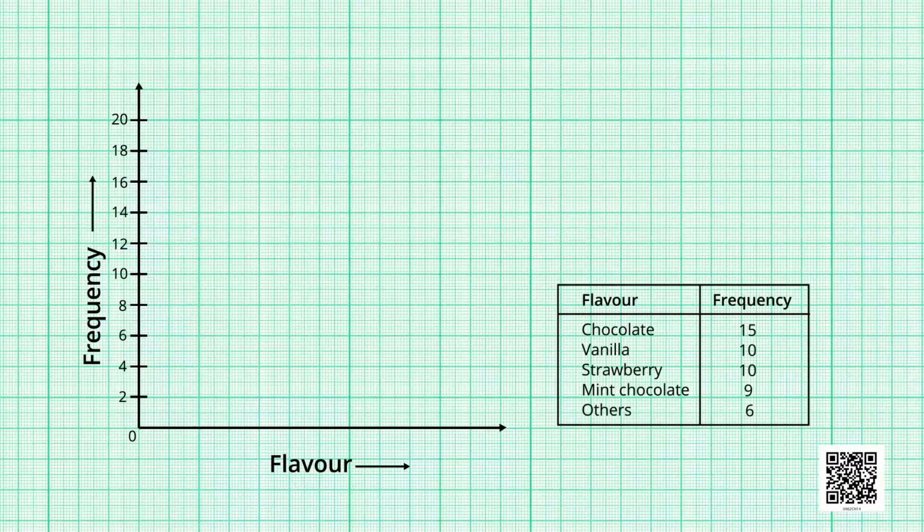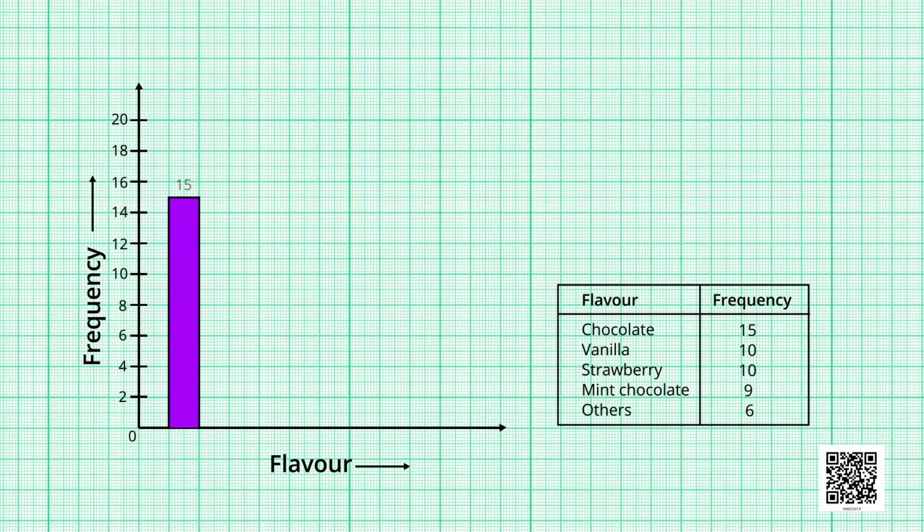So here on the horizontal axis we are going to represent different flavors. For this we are going to leave the first box vacant. The second box we will draw till a height of 15 units. So here this is representing the frequency of chocolate flavor. Then we leave one box in between and then again we are going to draw a rectangle whose height is 10 and width is 1 unit only.